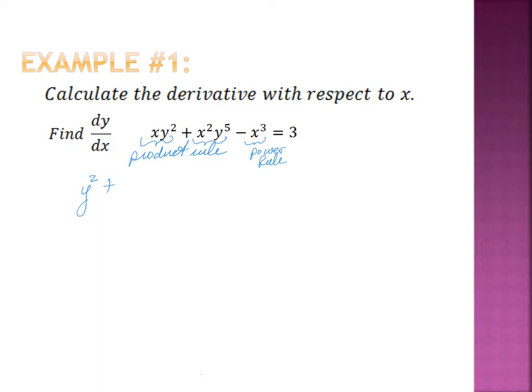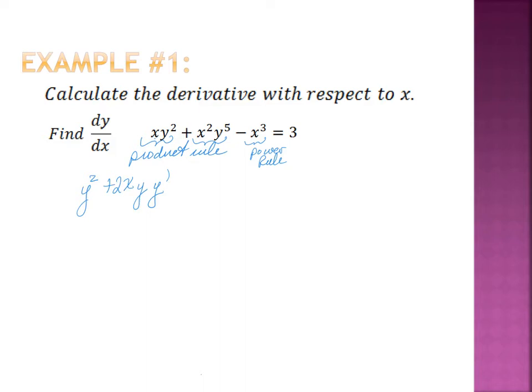Plus, now I'm still looking at xy squared. So I keep the x, and I derive the y. I'm going to put the 2 in front of my x just to keep it clean. The y drops a power, and because I derived y, it gets a y prime label.